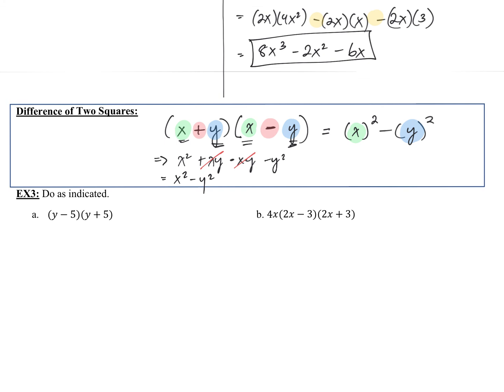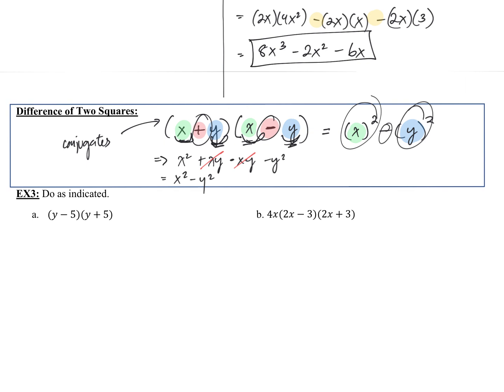These guys are called conjugates. If you have conjugates, so they have the exact same first term and exact same last term, but the only difference is the signs, then what you have is the difference of two squares. Just square the first term, subtract, square the last term. So let's go ahead and try that on this problem.